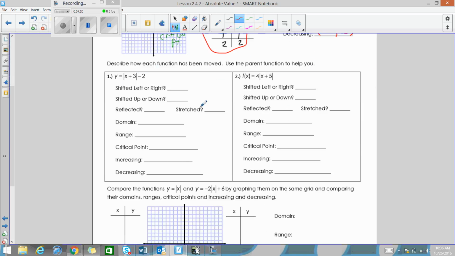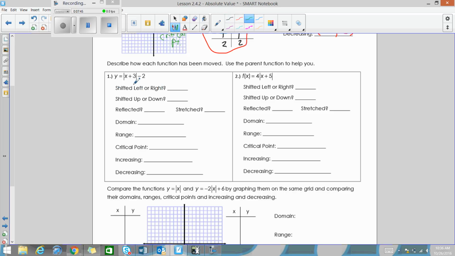So here we go. Now, just like yesterday, kids are like, are we going to have to do this without a calculator? Yes. You're going to have to do most of this without a calculator, like shifting left, right, up, down, reflected, stretch, domain, range. You should be able to do almost all this without a calculator. Maybe getting your points down, probably not, but you should be able to get the critical point, which will tell you everything. So let's get started.